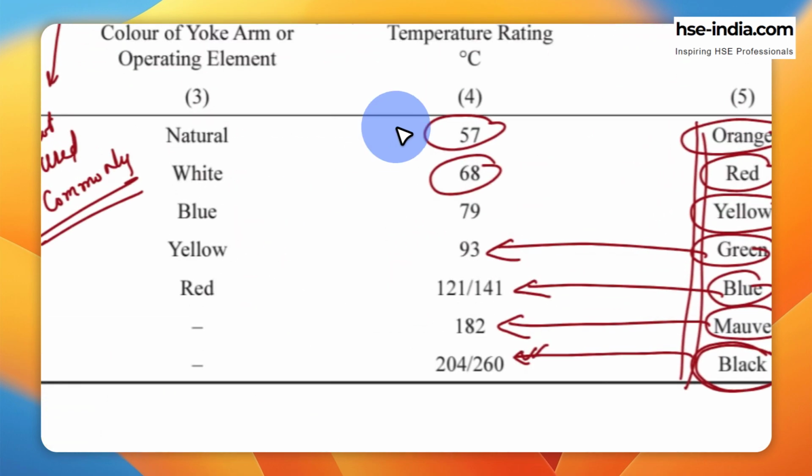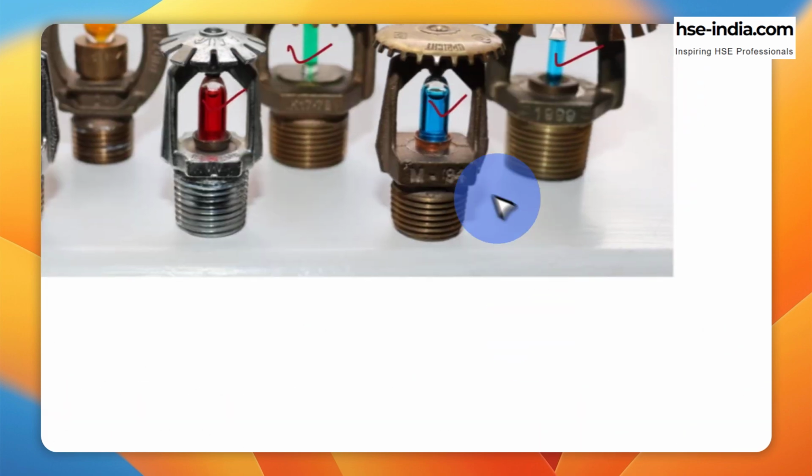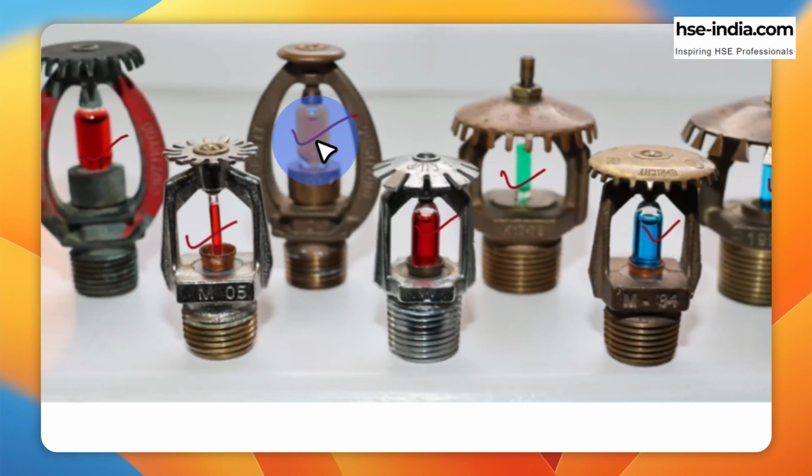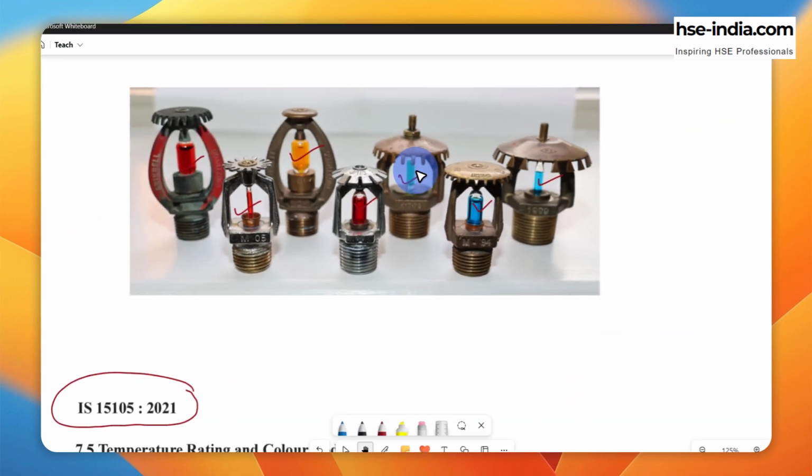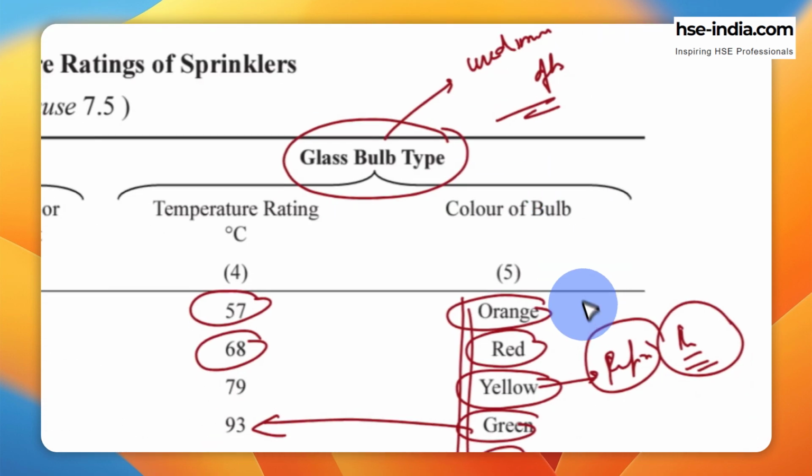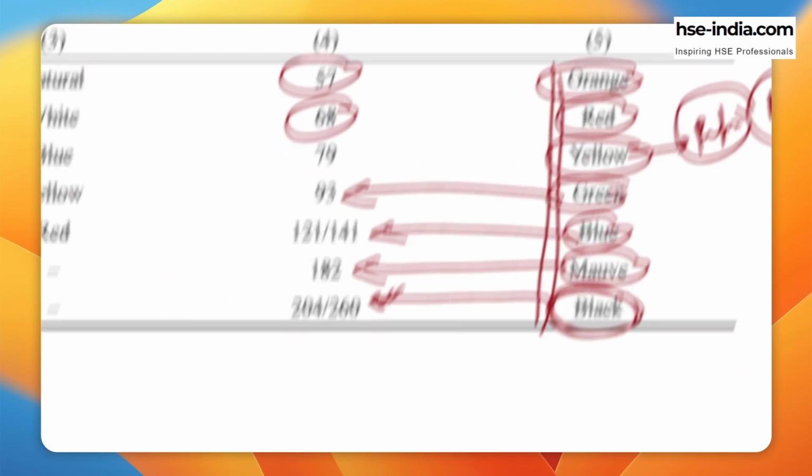Now, you can see on the above picture, there are various colors. This blue color, red color, this orange color, this green color. So we can know this orange color will activate the fastest.